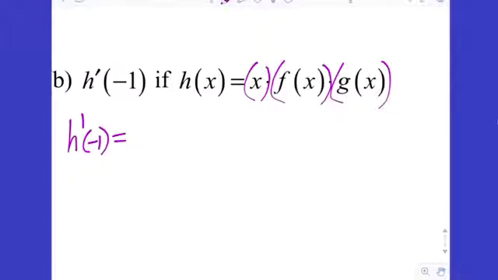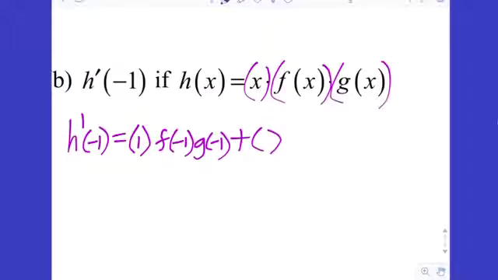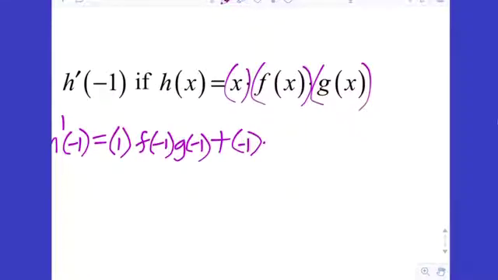What's the derivative of x, the first factor? 1, right? You can't plug in and then take the derivative. That's the only risk of doing it this way. You got to take the derivative and then plug in. So the derivative of x is 1, and then the other two go along for the ride. So f of negative 1, g of negative 1. Plus, now x goes along for the ride, but instead of x, I'm plugging in my negative 1. Times, now the derivative of f is f prime, but I'm going to put a negative 1 there, times g of negative 1.